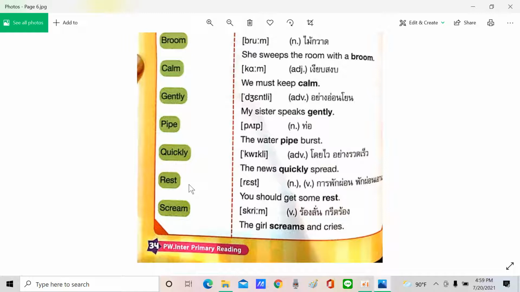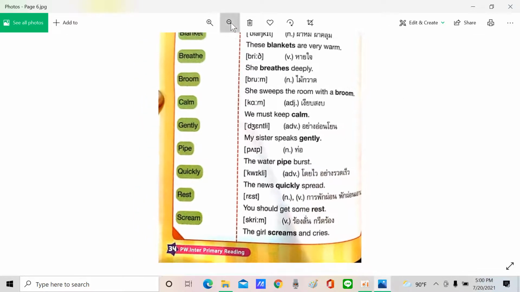Just rest. Do nothing. And the last word here we have scream. When we say scream, this is another word for the word shout. Shout and scream. When you scream, when you shout, you scream loudly like ah, like this. When the teacher is angry in the classroom, I scream or I shout, like be quiet, like that. That is scream.